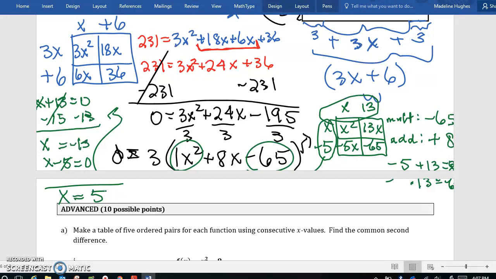Now, this problem has to do with length, and we cannot have negative lengths. So that means we cannot have x is negative 13, and our answer would then be x is equal to 5, and we are in inches. x is equal to 5 inches.